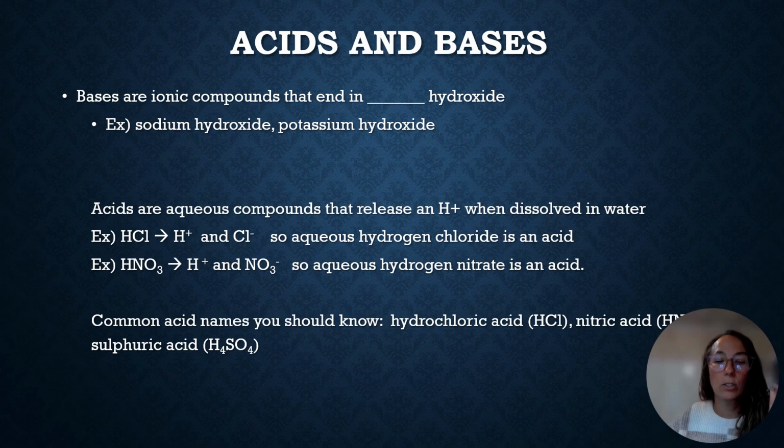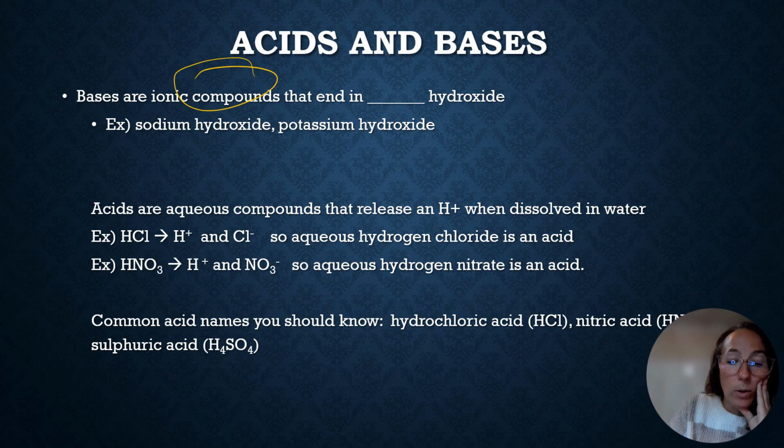Okay, moving super fast into acids and bases. So just a quick little overview. First of all, bases are ionic compounds, so they're named like ionic compounds. They dissolve like ionic compounds, etc. How you know it's a base is it ends in hydroxide, which is an OH minus. That's the anion involved. So sodium hydroxide, potassium hydroxide, these are bases.